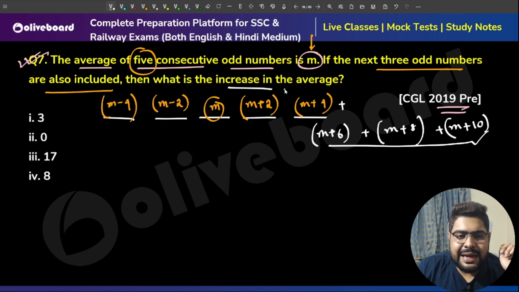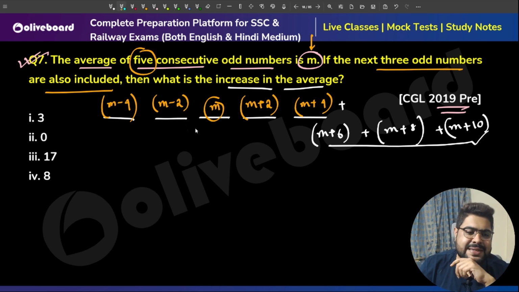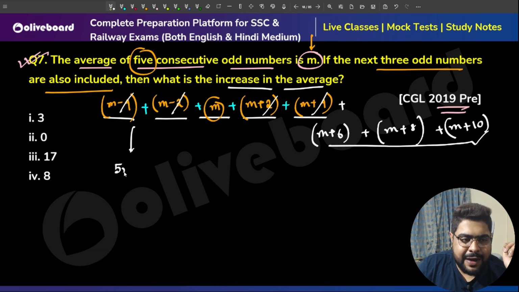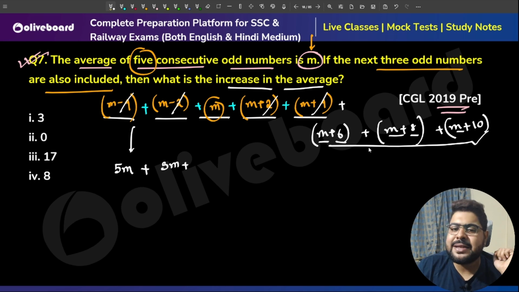What is the increase in average? They are asking what is the increase in average. Let us see. If I add all this, you can do it by deviation as well. I'm just showing the most basic method. Minus 4 plus 4, plus 2 minus 2, all are gone. So it is nothing but 5M. This is 5M remaining, plus over here, 1, 2, 3 M's, 3M plus 6 plus 8 plus 10. So that is 3 8s are 24.